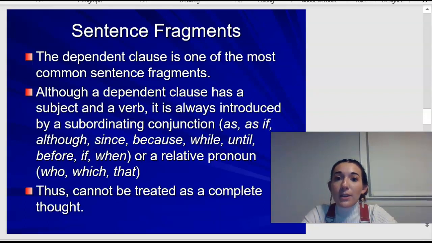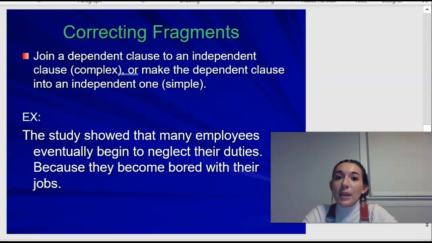Although a dependent clause has a subject and a verb, it is always introduced by a subordinating conjunction. So I list a whole bunch there. Thus, it can't be treated as a complete thought, and therefore it's not a sentence. So if we were going to correct some examples of dependent clauses, we want to either join a dependent clause to an independent clause, making it a complex sentence, or make the dependent clause into an independent one, making it a simple sentence.